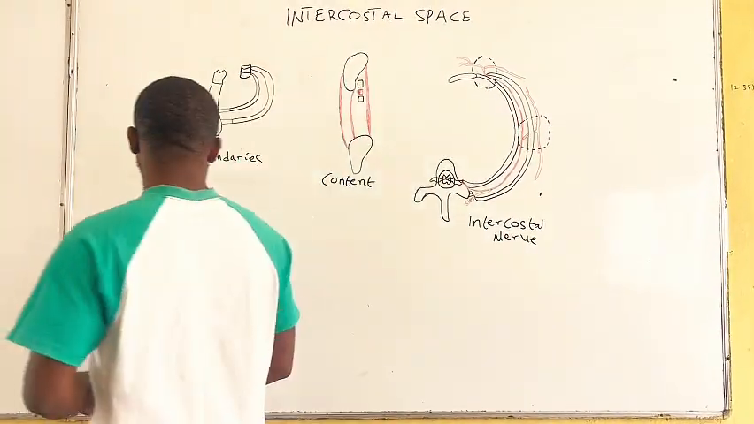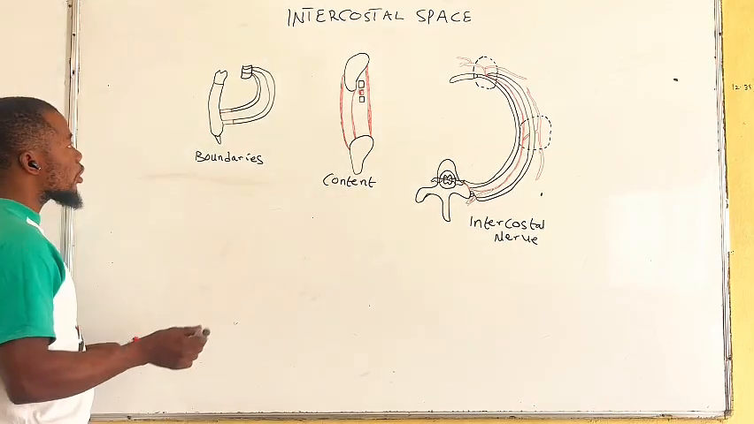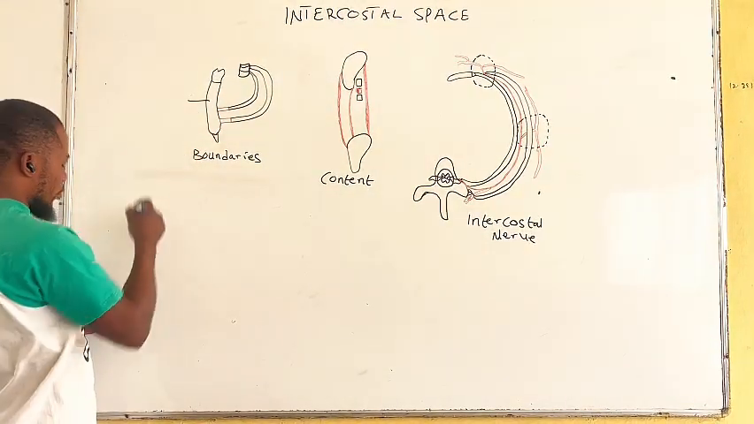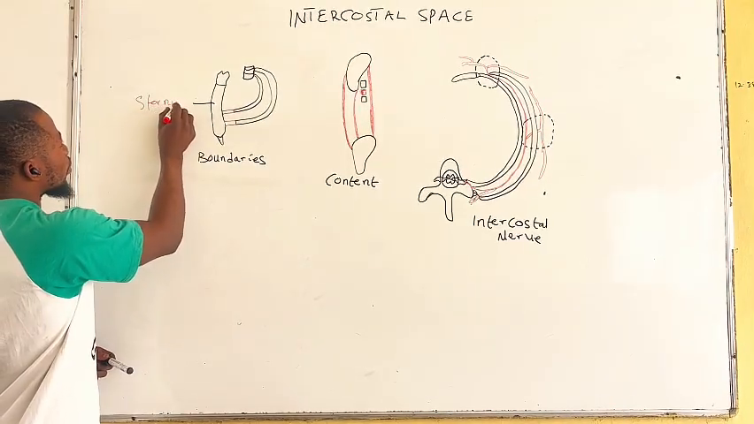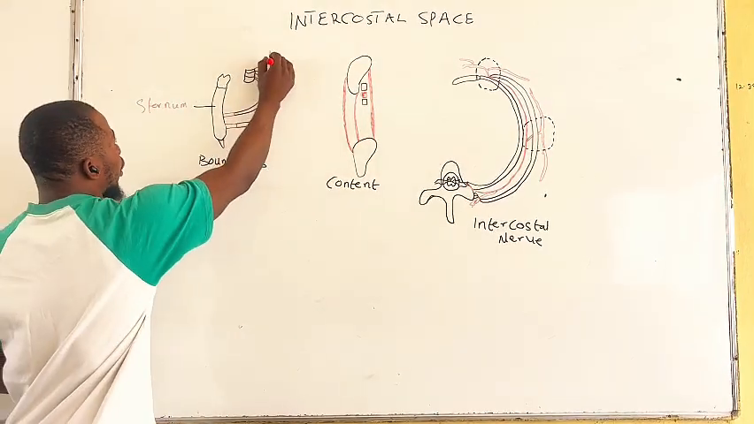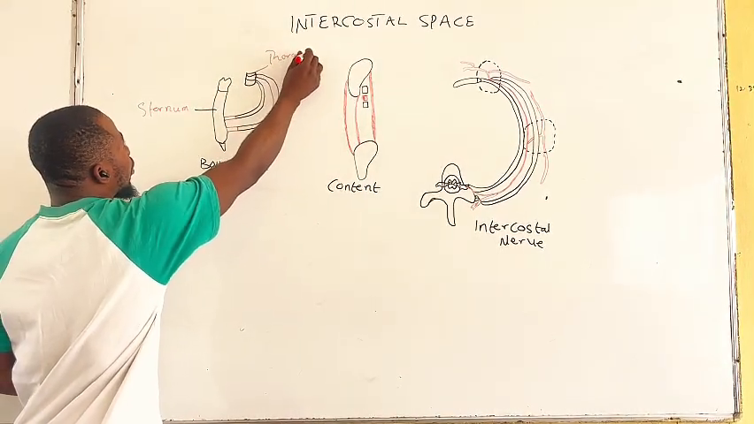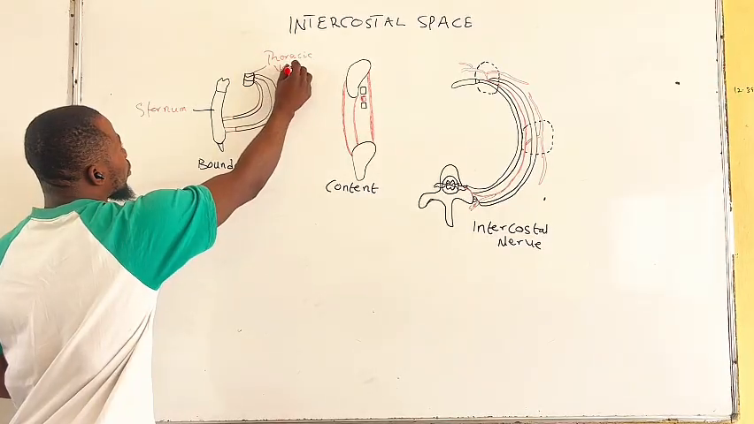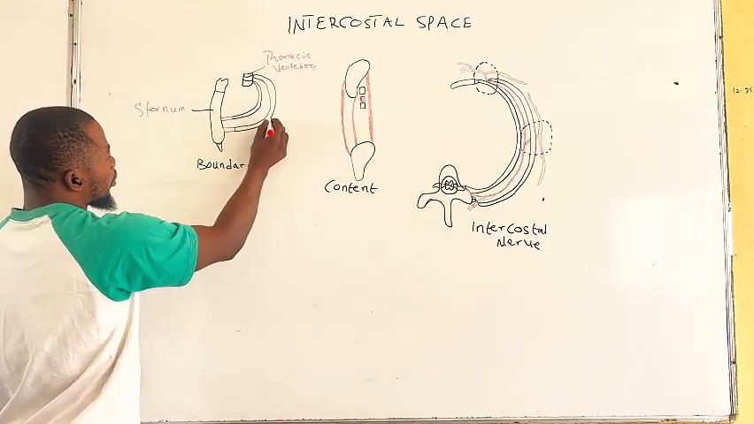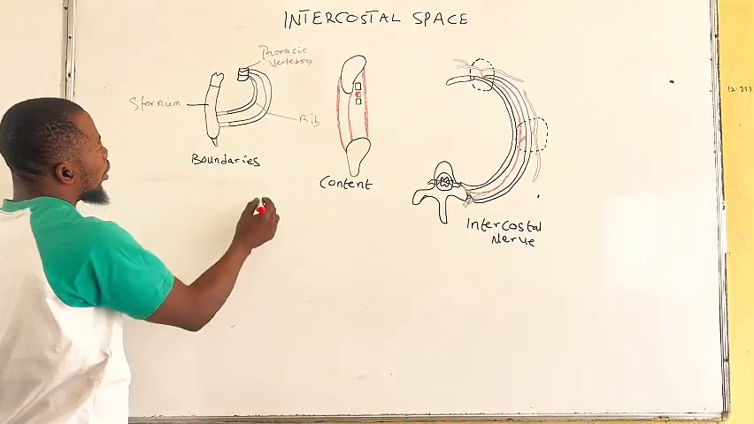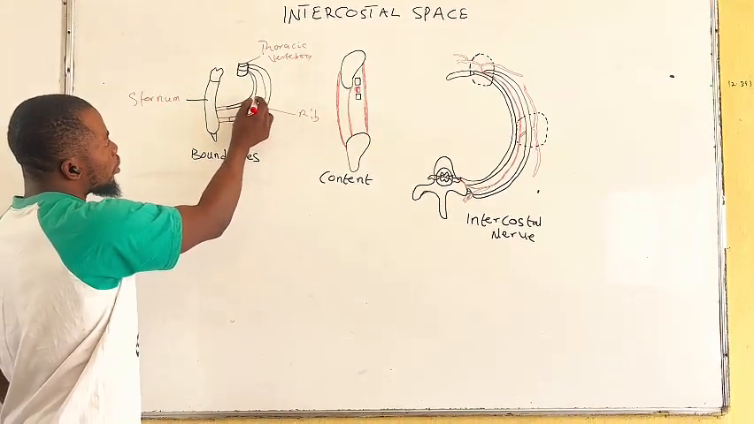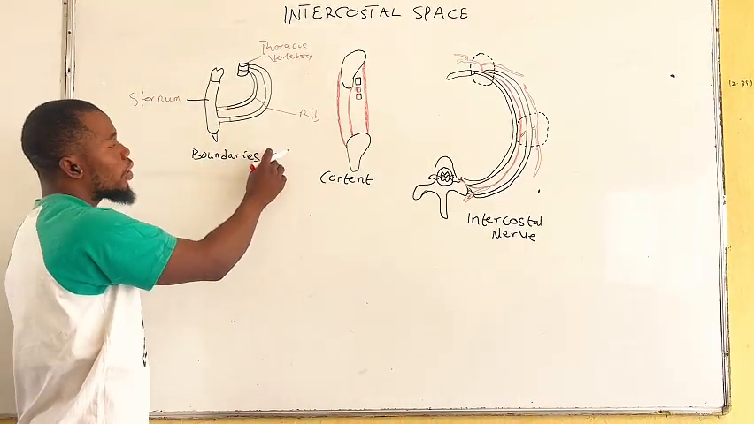As you can see in this diagram, this is our sternum. This is the thoracic vertebra, and these are our adjacent ribs. In between these ribs is where the intercostal space is located.